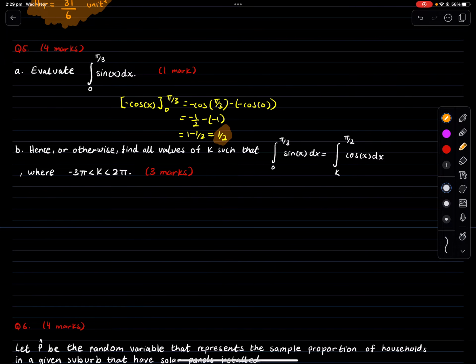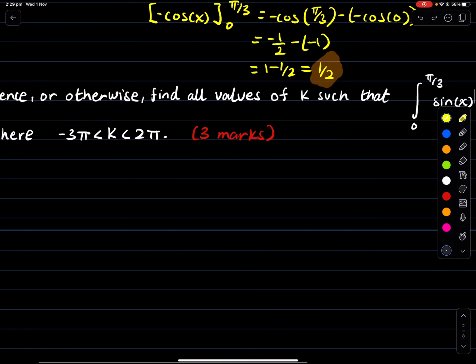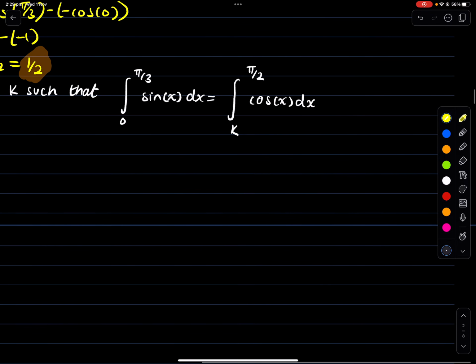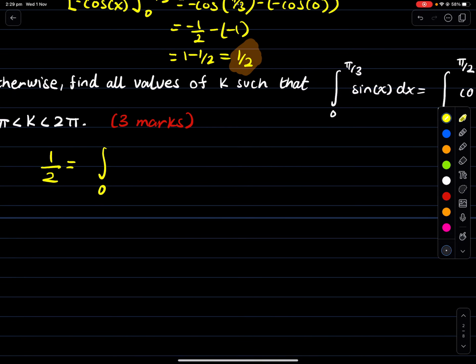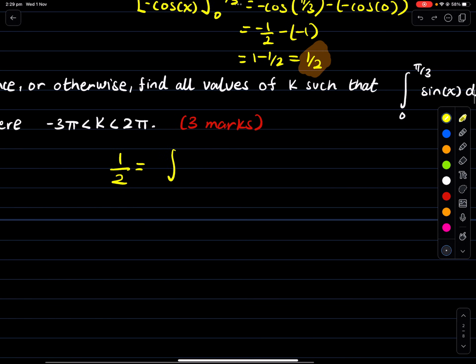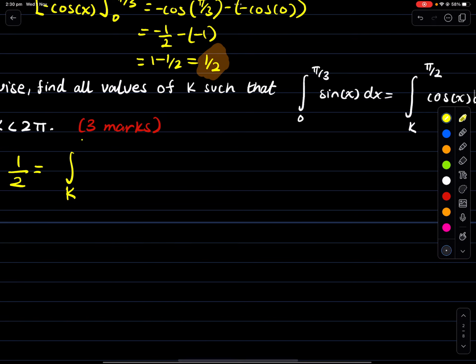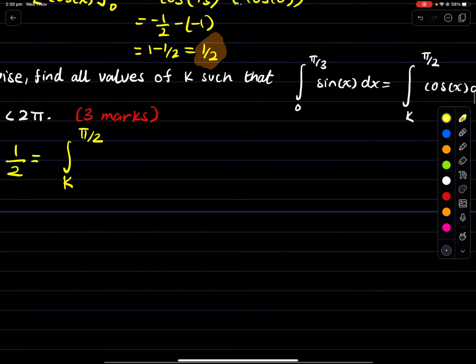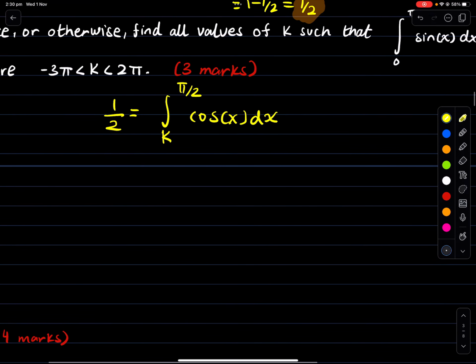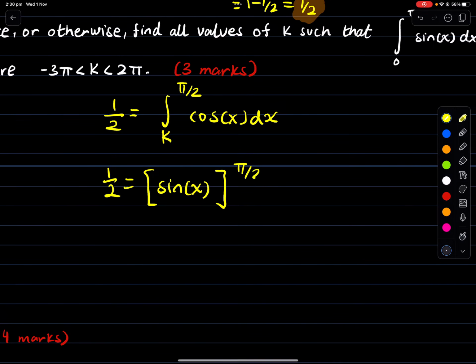Okay, that's not too bad. Well, we already know this. We've already solved this, and that's equal to a half from the previous question. So we can just write this as half is equal to the other one, which is 0 to, oh no, it's k. The integral from k to pi on 2 of cos of x dx. Let's solve this. So this will be a half equal to this bracket, sine of x from k to pi on 2.